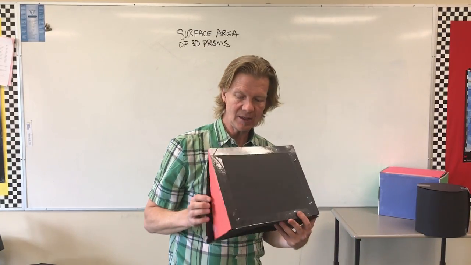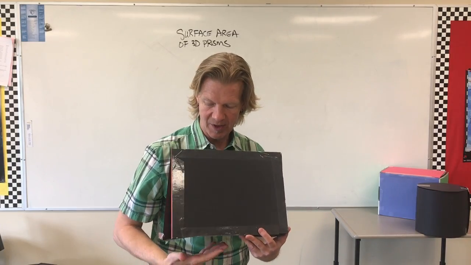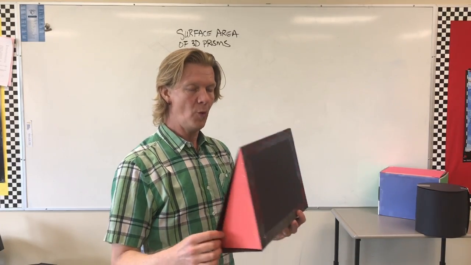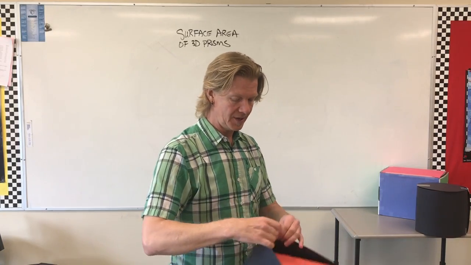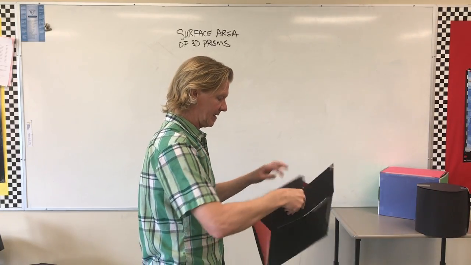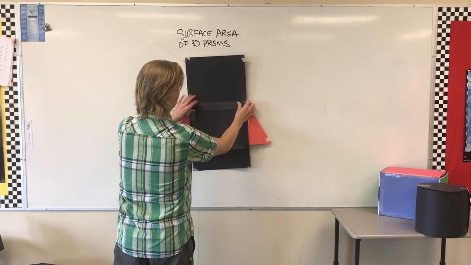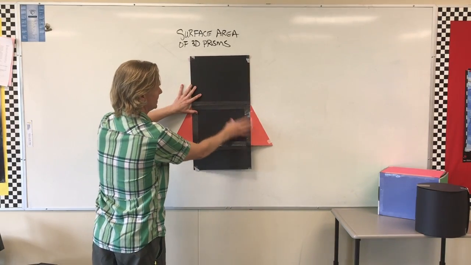And a triangular prism has 5 sides. It has a base, this side, and these 2 ends. So 5 sides. And when I open up this prism, I get what's called a net. And it looks like this, okay? So a triangular prism is made up of 3 rectangles and 2 triangles.